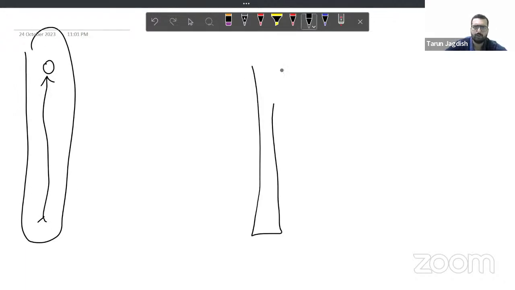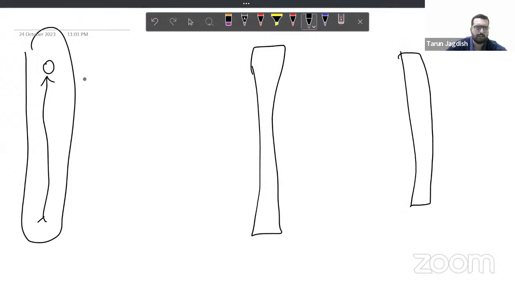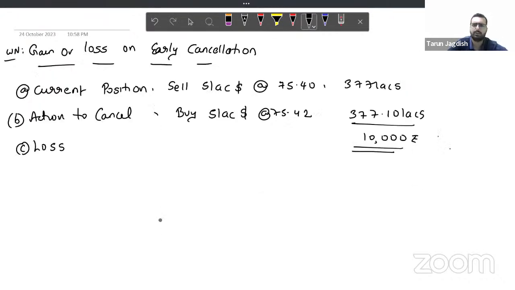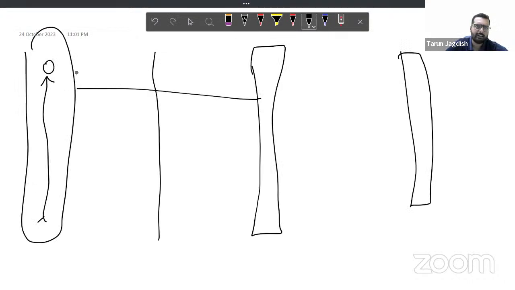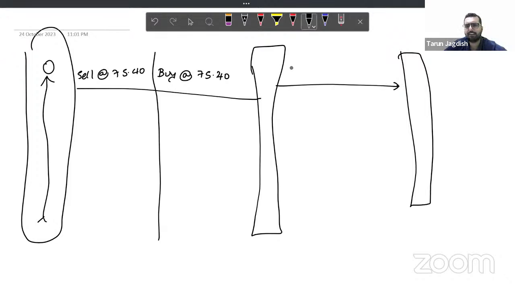And this one is going to be your bank. And here you have a London bank. All right. Now here what they're trying to tell you is that initially, what is the transaction that you have over here? This fellow is selling at 75.4. What is the bank going to do? Buy at 75.4. Now the bank has to cancel the transaction today.